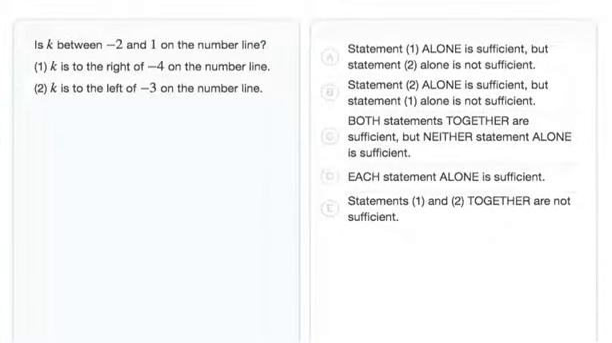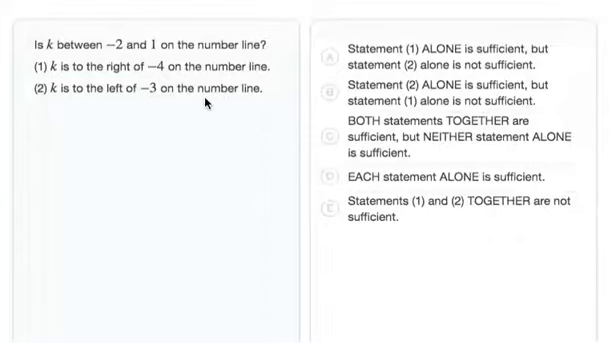To solve this data sufficiency question, let's consider each statement separately first and then together if needed. Before diving into the statements, let's extract the information we're given from the question and look at what we're trying to answer. The question asks us, is k between -2 and 1 on the number line?